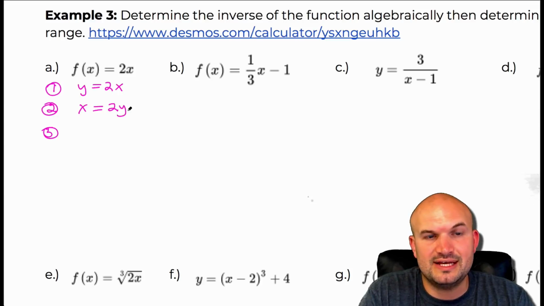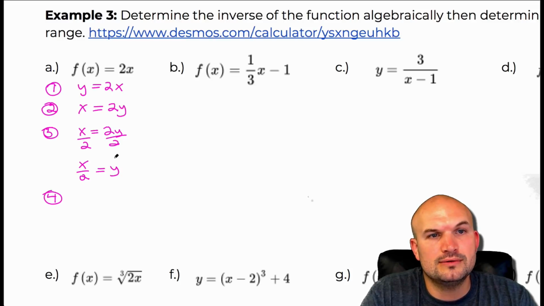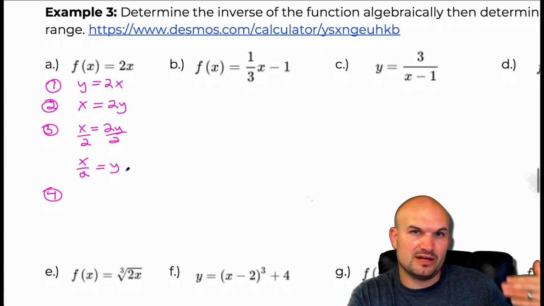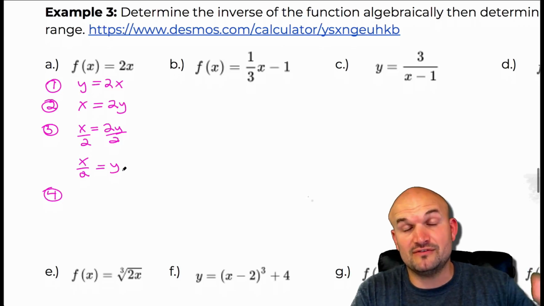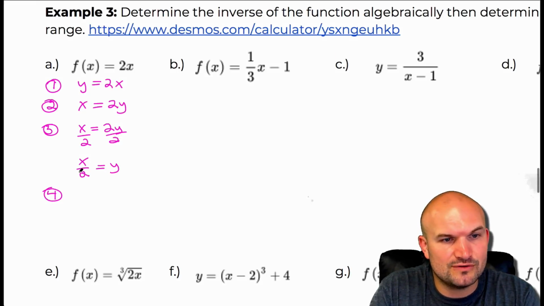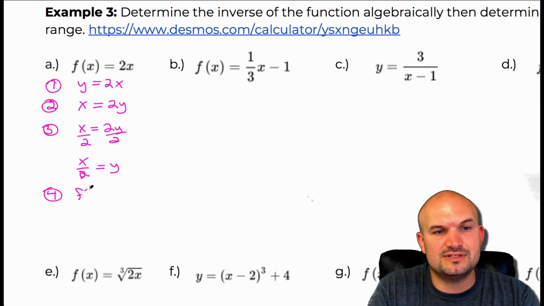So to solve for y in this case, I'm going to just divide by 2 on both sides. And I get x over 2 equals y. And then step number 4, replace y with f inverse of x. Now, typically we like a function to be f of x equals, or f inverse of x equals. So I'm going to swap the x over 2 and the y. Just going to rewrite that as f inverse of x. I'm replacing that with y is equal to x over 2.